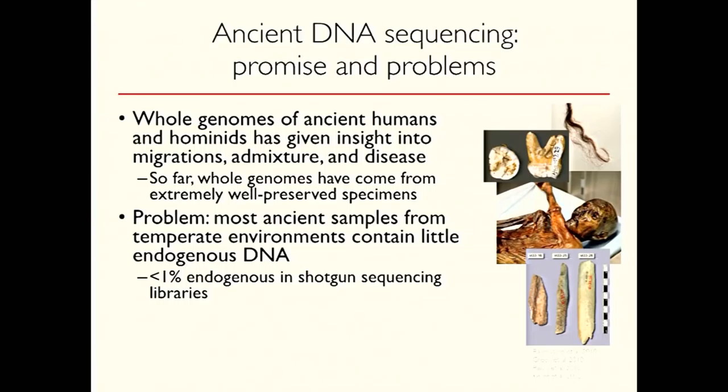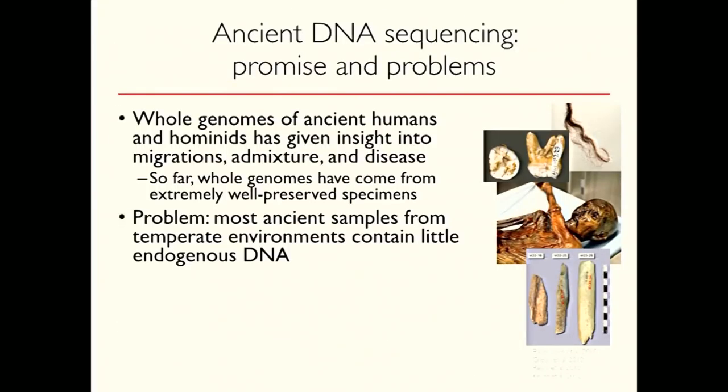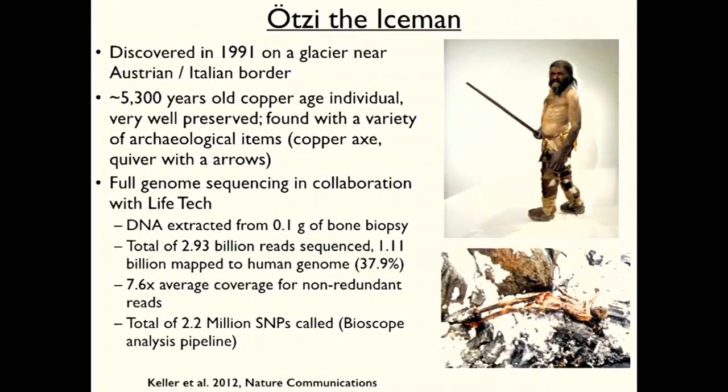The problem was that less than 1% of the endogenous DNA is human. It's impractical and expensive to sequence, so we wanted to come up with a better approach. As I said, this is the guy who got me into all this, a guy named Ötzi the Iceman. He was found in 1991 on the border of Austria and Italy, literally frozen in a crevasse. When they found him, they didn't even know he was an ancient caveman.